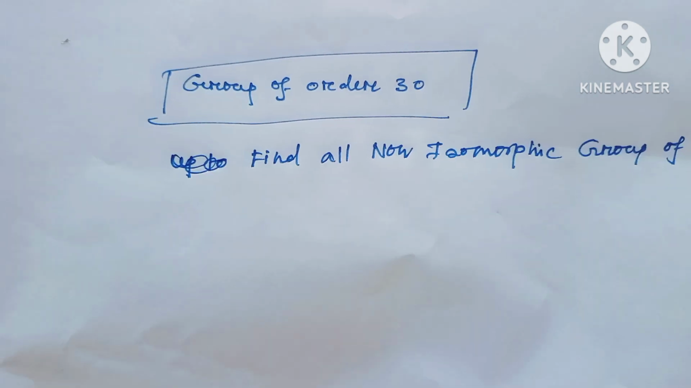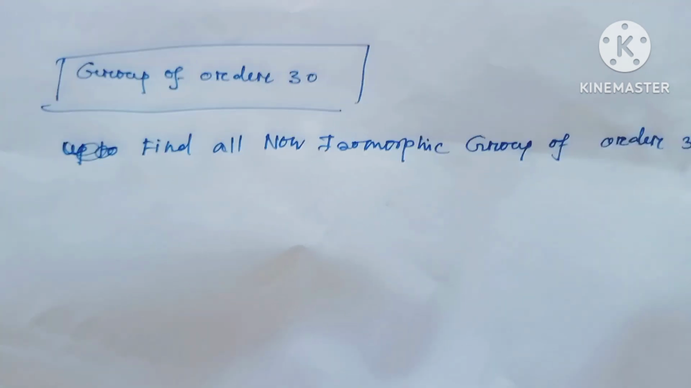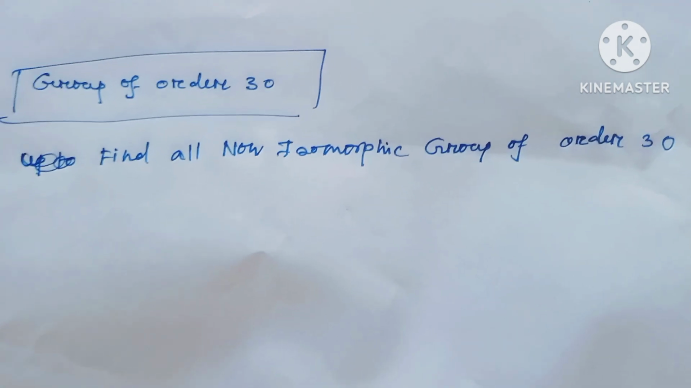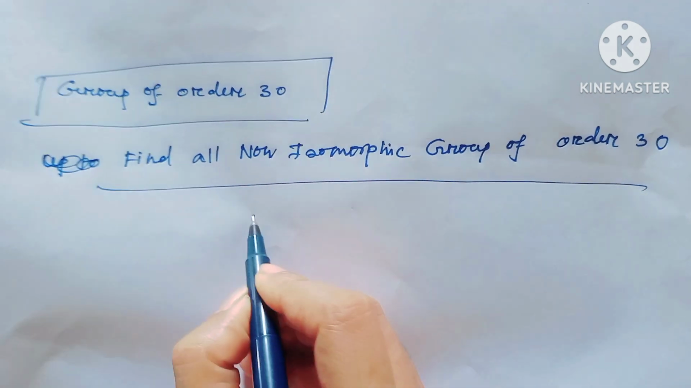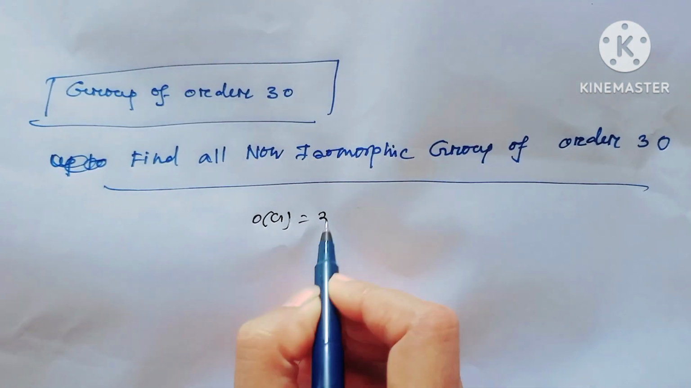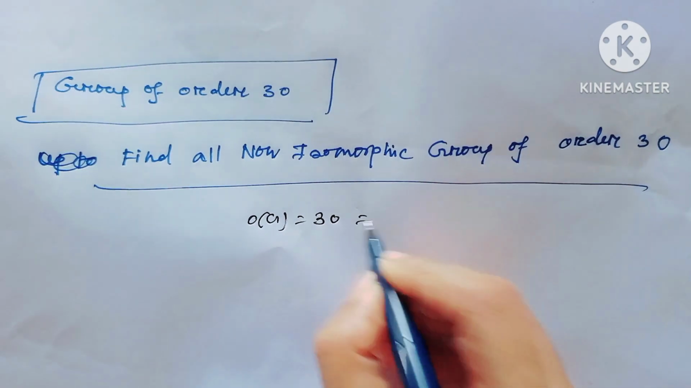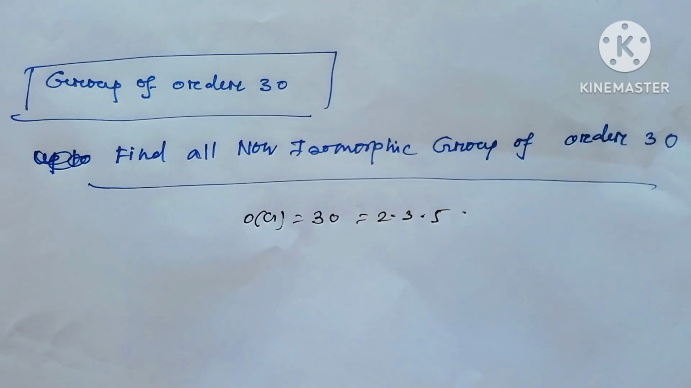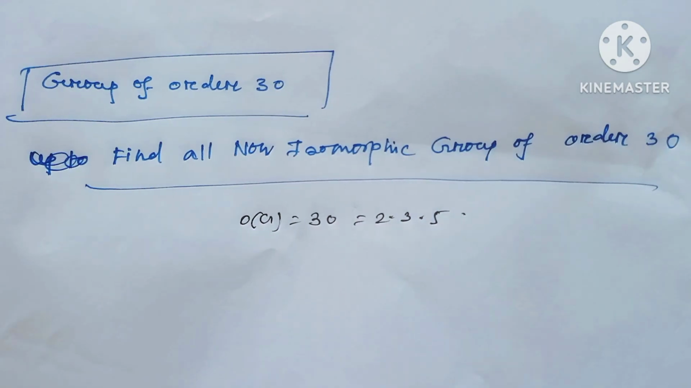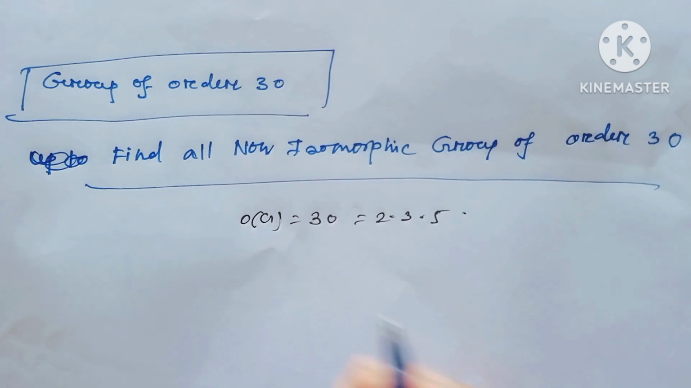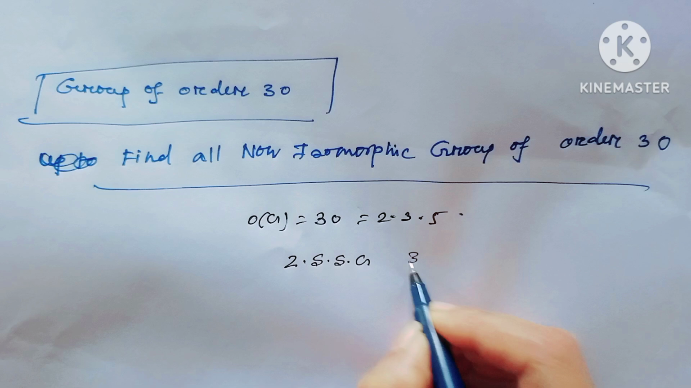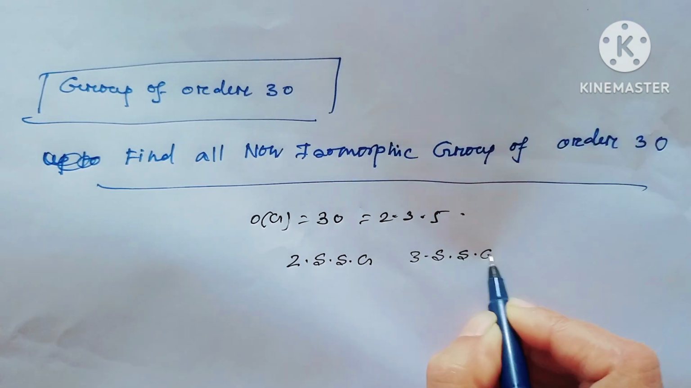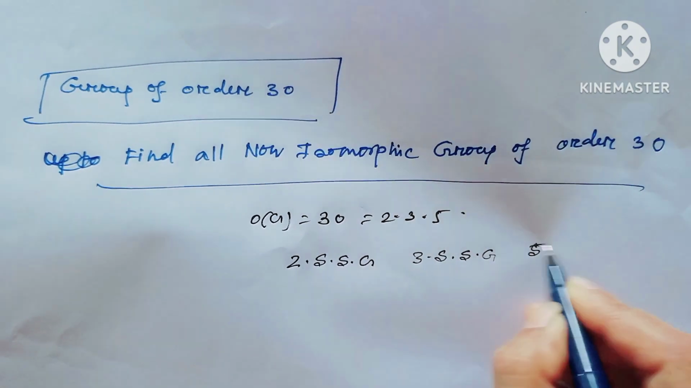By Sylow theorem I will find all non-isomorphic groups of order 30. Here the order of G is equal to 30, which is 2 times 3 times 5. So there exist a Sylow 2-subgroup, a Sylow 3-subgroup and a Sylow 5-subgroup.